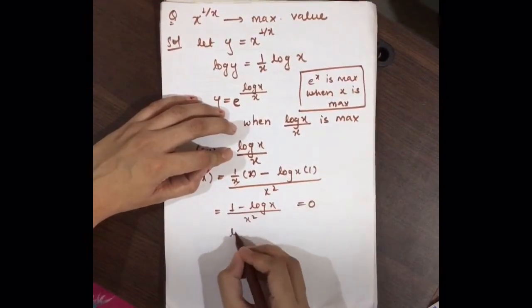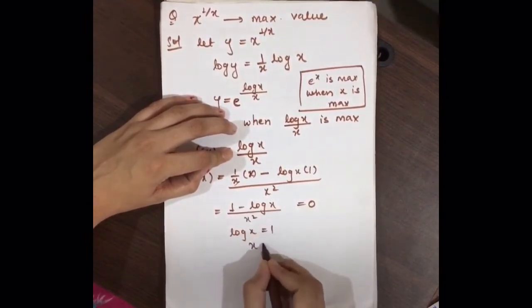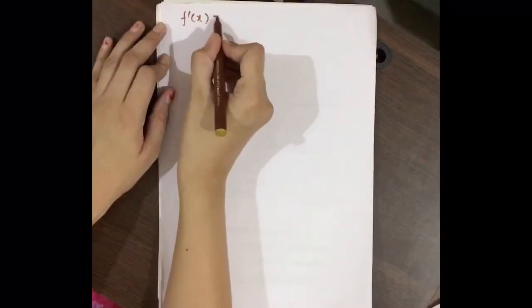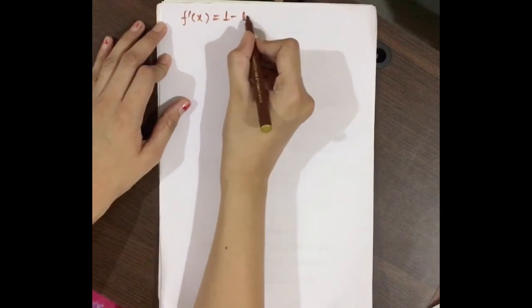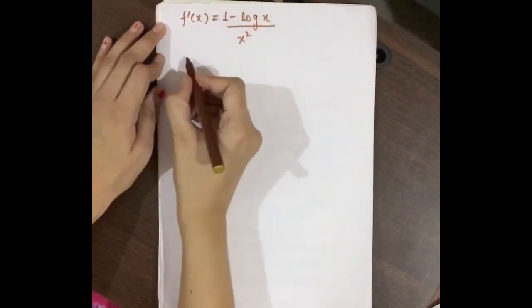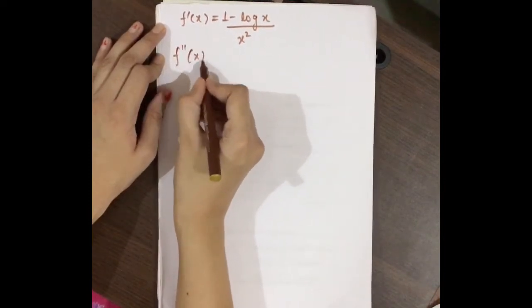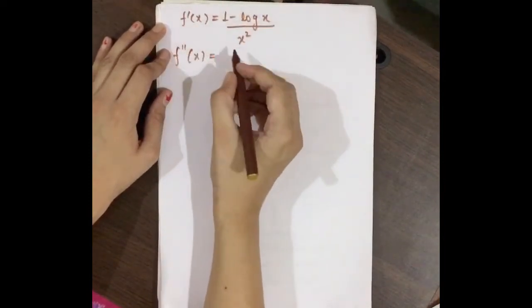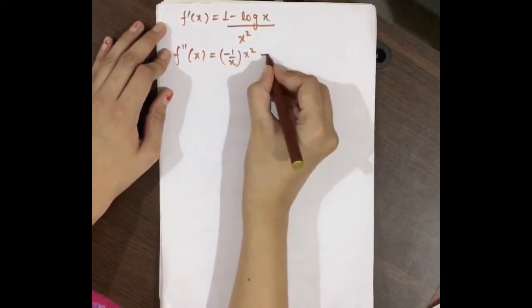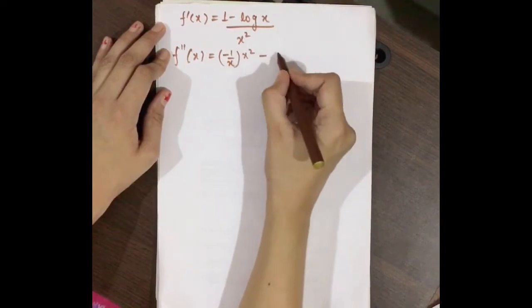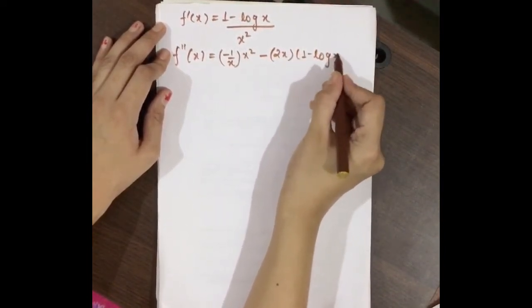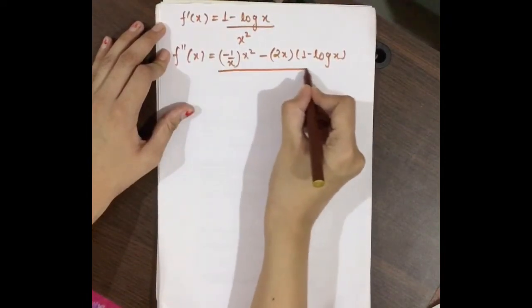Now it should be equal to 0 according to the derivative test, so log x equals 1 and x equals e. Now f dash is what we got, 1 minus log x upon x square. Now let's find out f double dash x. So it will be the differentiation of 1 minus log x, which is minus 1 by x, into x square, minus the differentiation of x square, which is 2x, into 1 minus log x, upon x to the power 4.